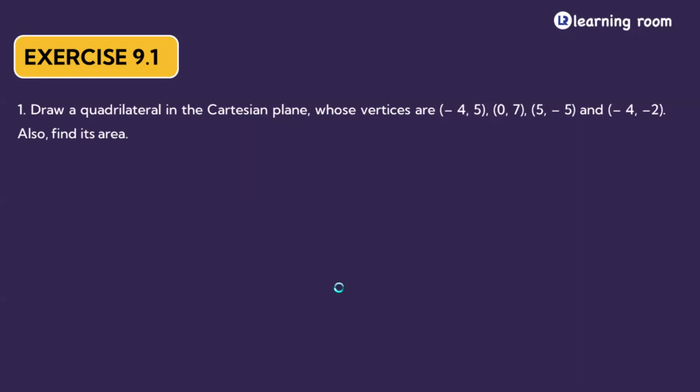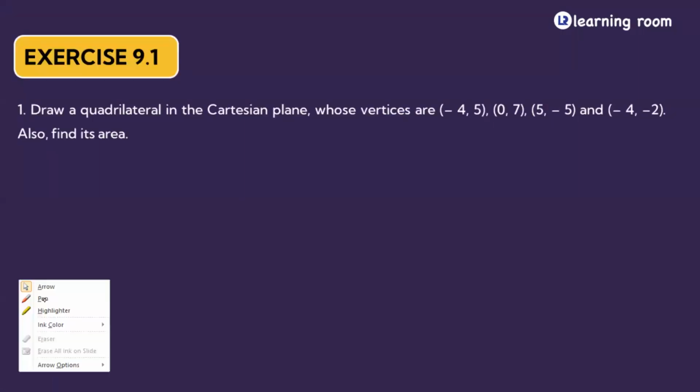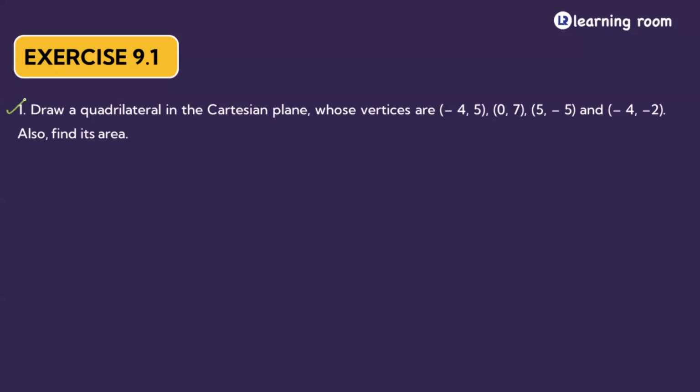Okay. So the question says, draw a quadrilateral in the Cartesian plane whose vertices are -4, 5; 0, 7; 5, -5; and -4, -2. Also find its area. This is the x-axis, y-axis, x dash, and y dash. So what are the vertices? -4, 5. Which quadrant is it? Second. So -4, 5, let's say it is here.